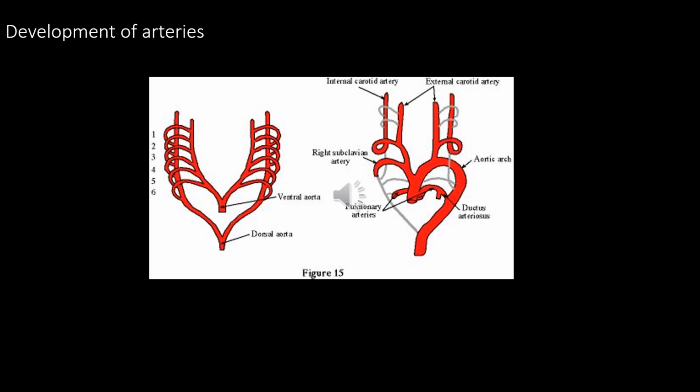And so that is about the ventral aorta. The two dorsal aortae, they fuse in the midline and become a single vessel. That's what is shown on the left side.